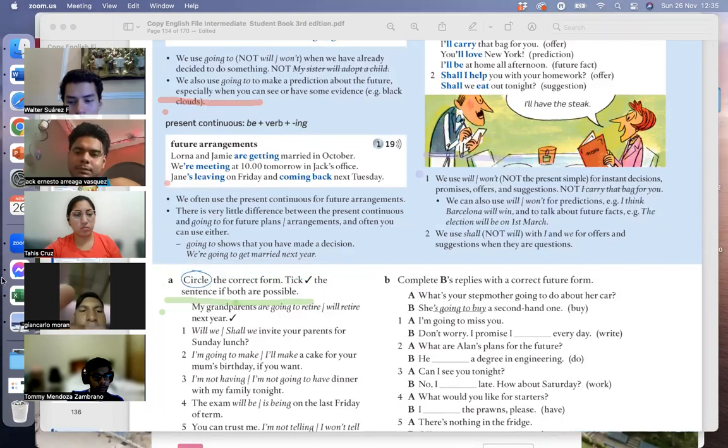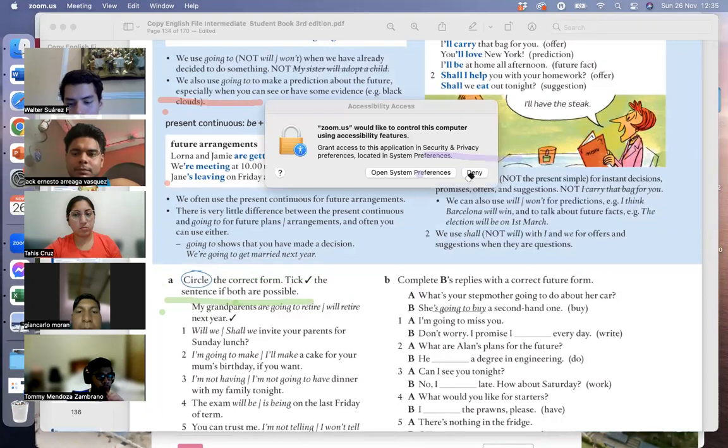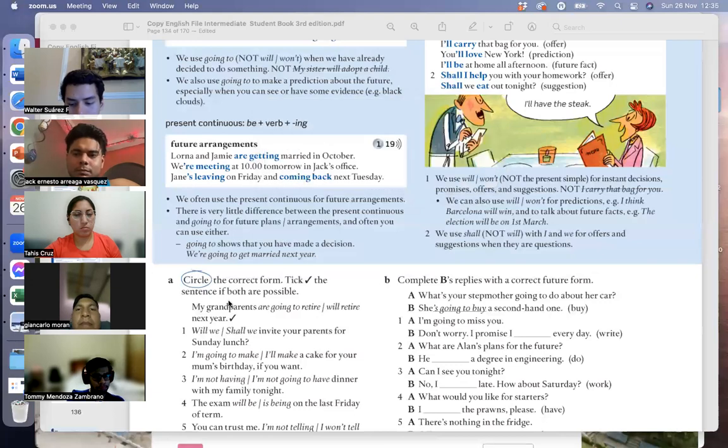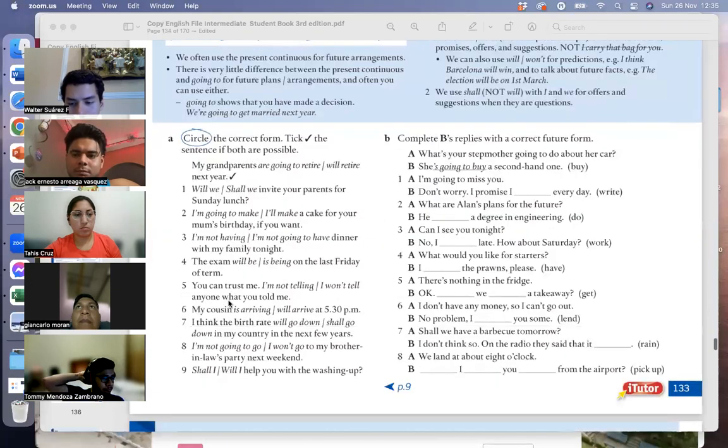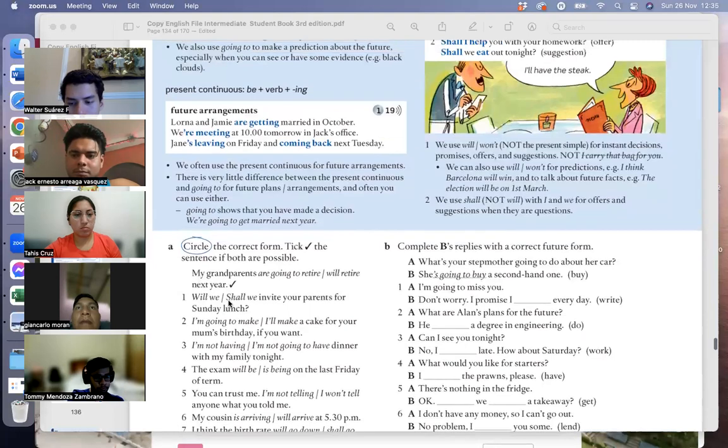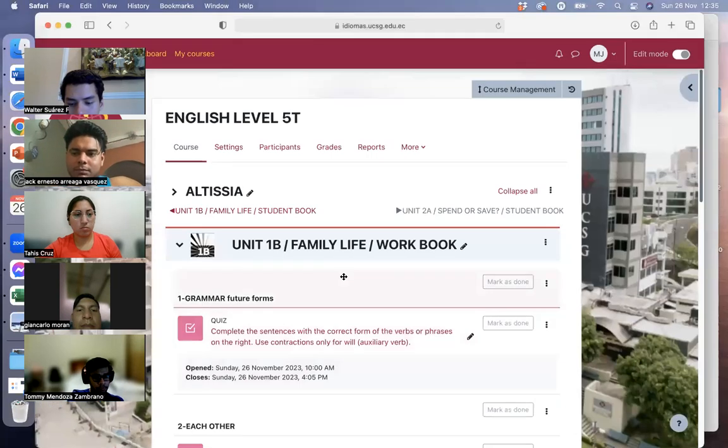Where do you want to start? Do you want to start with an easier task or with a harder task? Where do you want to start, guys? Easier or harder first? Easy. Any more? Easy. Easy. Okay, let's start with the easy then.